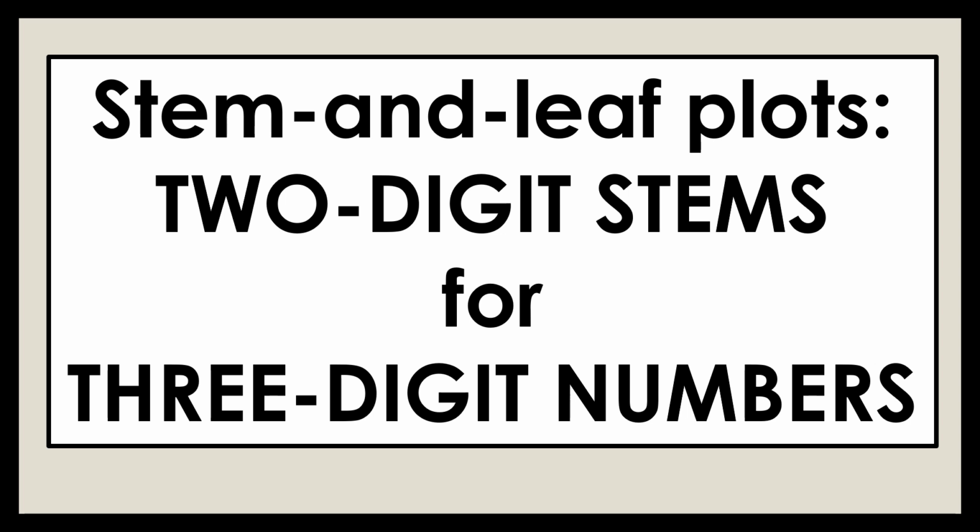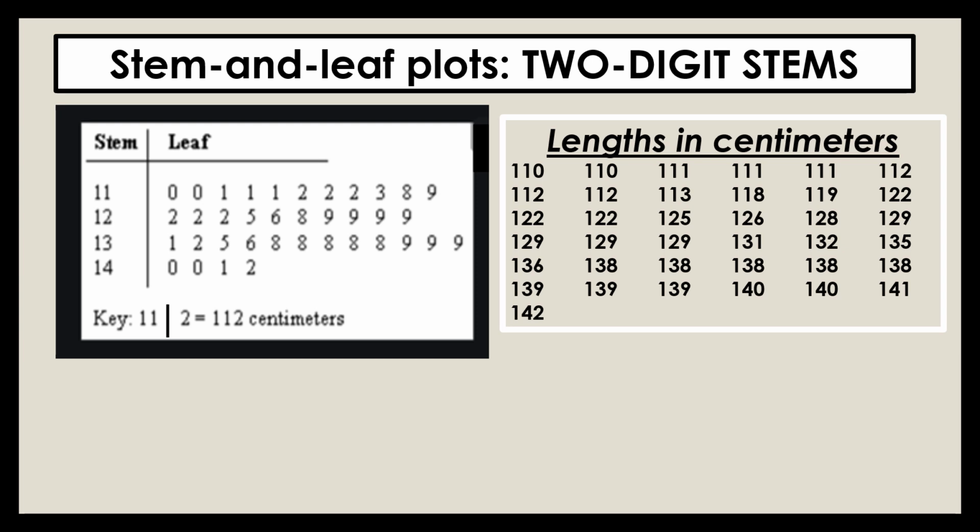Stem and leaf plots, 2-digit stems. This is for 3-digit numbers. So here's our data set, lengths in centimeters. I have it in a box off to the right. They are 3-digit numbers. They range, and they are in order again, from 110 to 142, which means if we break up our data so that 2 digits, the hundreds and tens place, is our stem, then our leaves will be the ones place. Make sure you have a key.